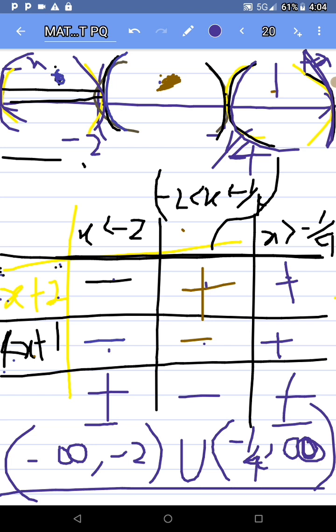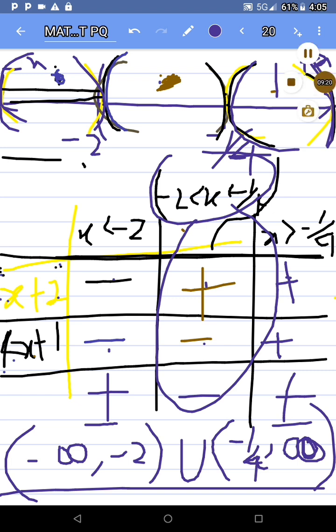This is the solution where the expression is strictly positive. If they had said negative, you would only pick this region and write what we have there: minus 2 less than s less than minus 1 over 4. You write minus 2, comma minus 1 over 4. Do you understand? So that's the solution to that question.